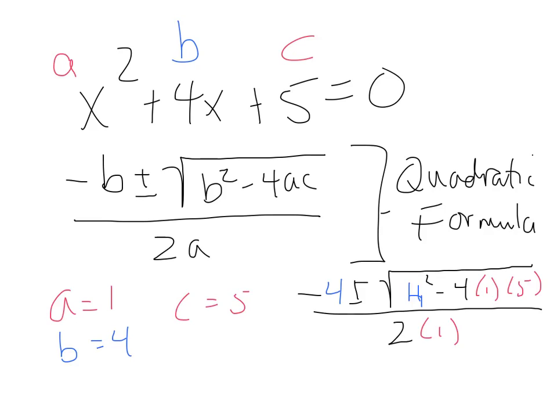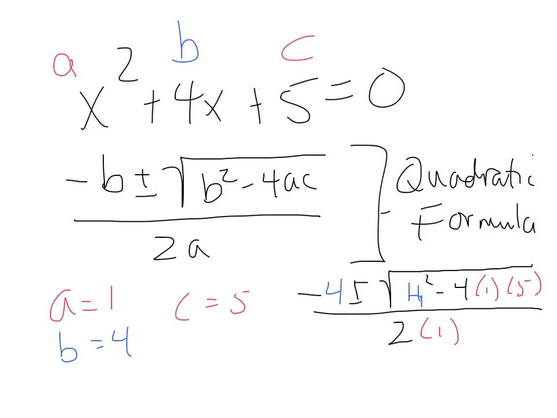So now if we took that, what would this be? 4 times 1 times 5. What would that be? What's 4 times 1? 4. Times 5, 20, right? Okay? So we would have 4 squared is what? We have negative 4 plus or minus the square root of 16 minus 20. That's 4 times 1 times 5, right? All divided by what? 2.